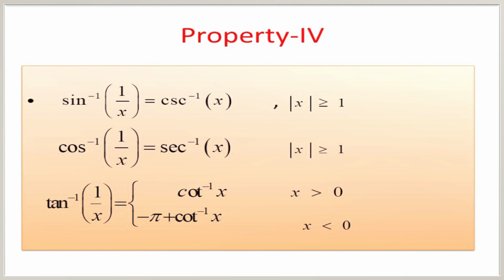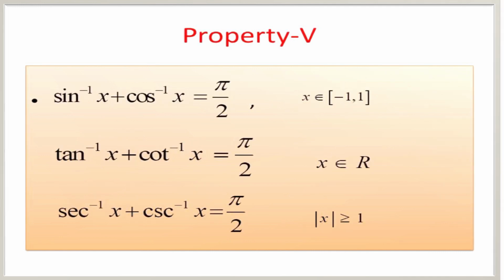These are the small properties, you can use them. Next property, property 5: sin inverse x plus cos inverse x is pi by 2, tan inverse x plus cot inverse x is also pi by 2, sec inverse x plus cosec inverse x is pi by 2. But the restriction for sin inverse x plus cos inverse x is the closed interval of minus 1 to plus 1. You cannot write sin inverse 2 plus cos inverse 2 is equal to pi by 2, but you can write sin inverse 1 by 2 plus cos inverse 1 by 2 also pi by 2.